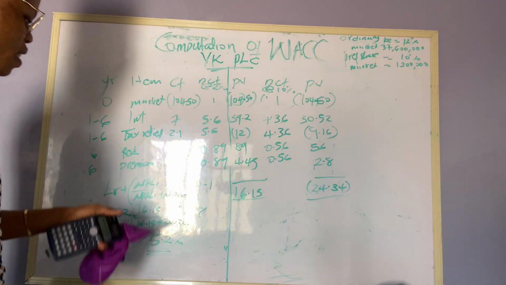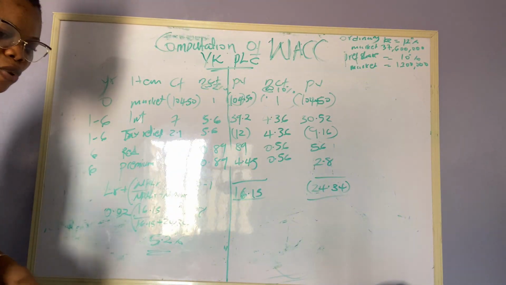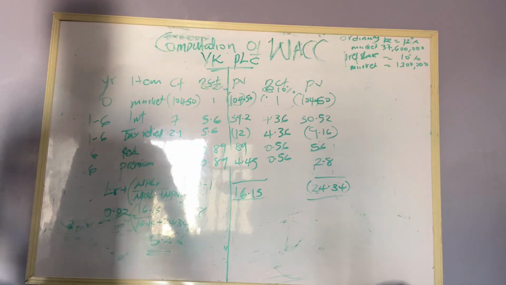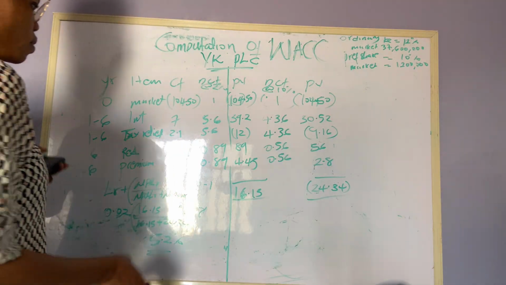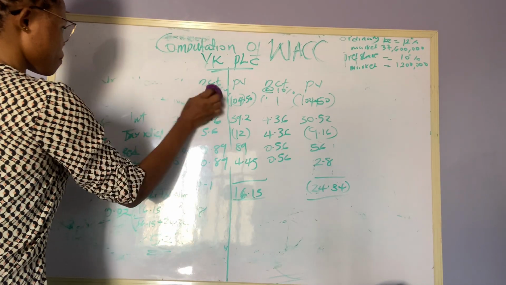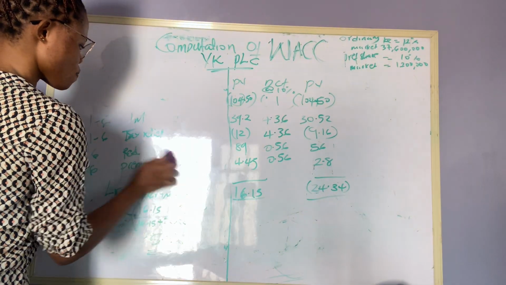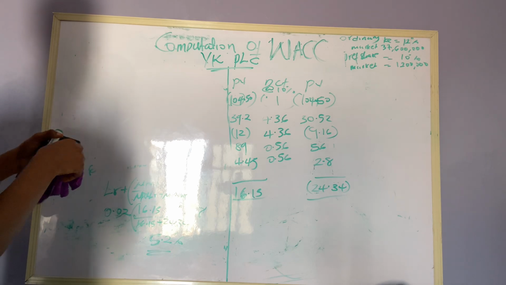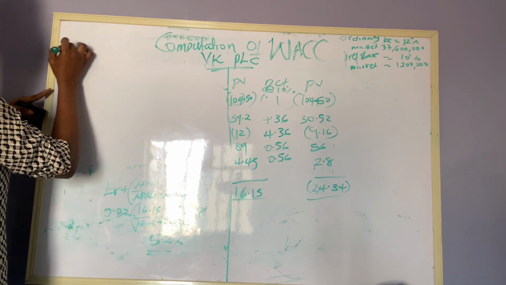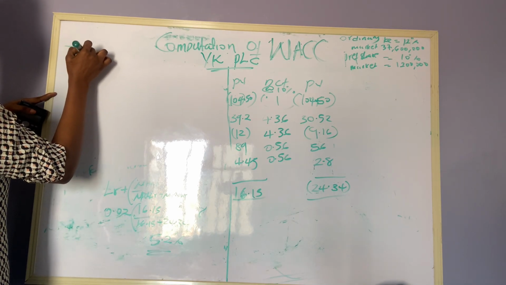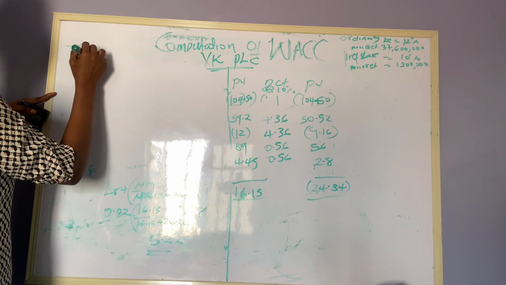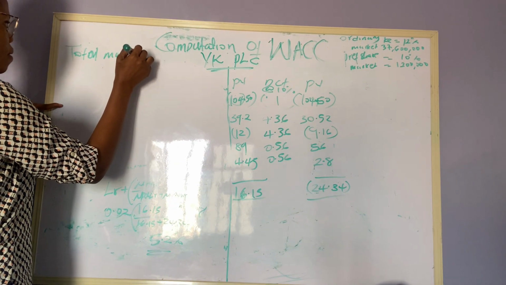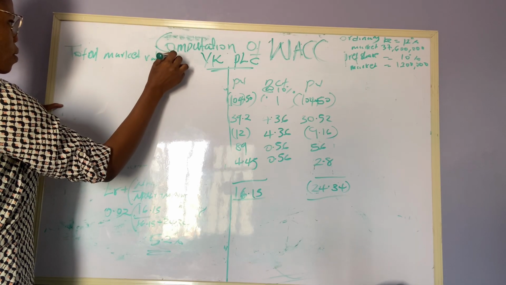Now that we've gotten our cost of debt, the next thing we want to do is to calculate the total market value of debt. So I'm wiping this off. What's our total market value of debt?